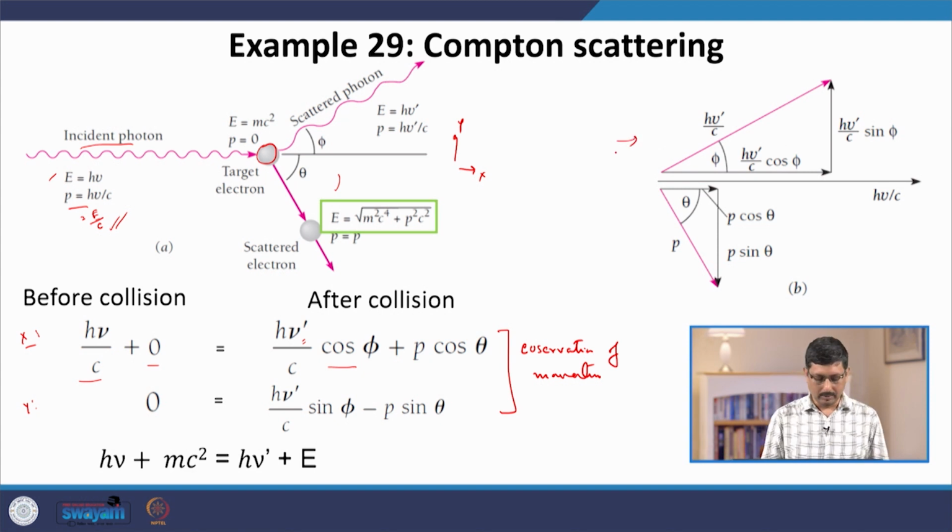And now we look at the energy. Before collision the energy of the photon was h times nu, where nu is the frequency. Let me write it down.